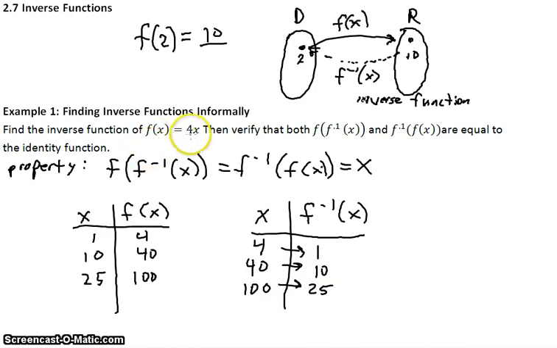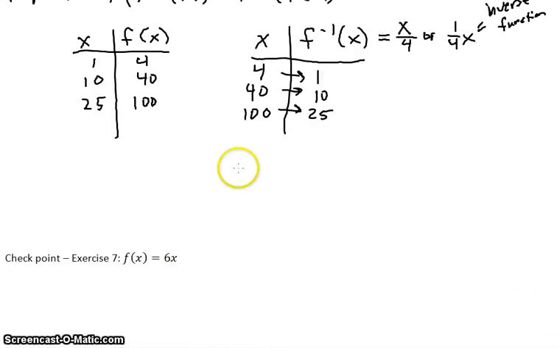And if you look at this, you say, well, we're timesing it by 4, so how do I get back to its original? Well, hopefully you can see that the obvious answer is to take it and divide it by 4, or times it by a fourth. So this is your inverse function. Now, we have to check this, and the check for this one's going to be fairly straightforward.